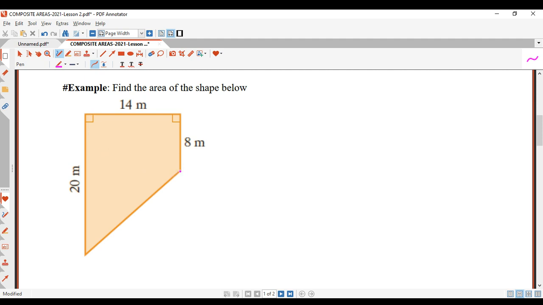Okay, so the first thing we're going to do is divide the shape into a rectangle and a triangle. Now, there's my little right angle. So it's a right angle triangle. Let's start off with, we'll call this A1 and this is A2. We'll start off with A1. A1 is the base, which is 14, and the height, which is 8. So 14 times 8. That's 80 plus 32, which is 112. Okay, 112 square meters.